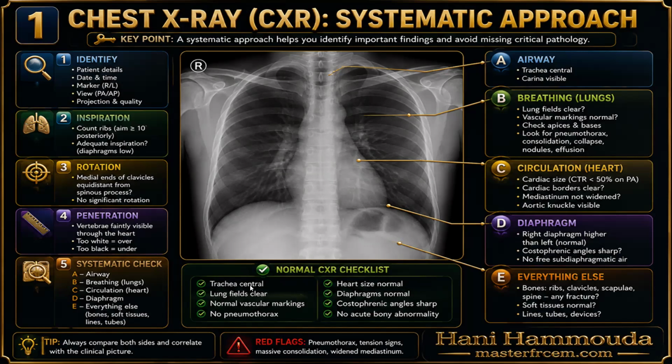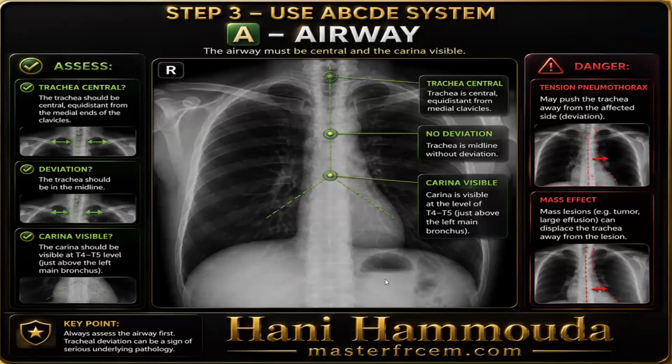To summarize, after you mention everything, you can say the normal X-ray checklist should be: trachea central, lung fields clear, normal vascular markings, no pneumothorax, heart size normal, diaphragm normal, costophrenic angles sharp, no acute bony abnormality. Easy? So 8 points to say this X-ray is normal. Again, I will show you the slide, okay? So for airway, we mentioned already.